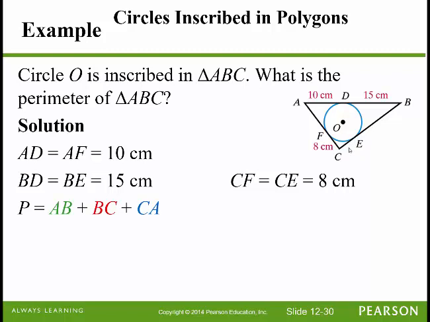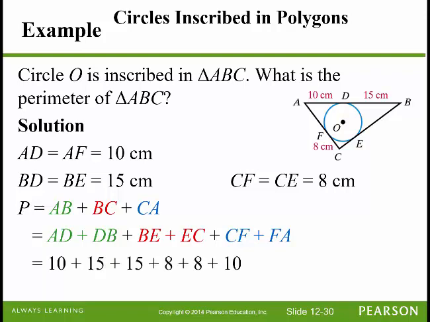Then the perimeter, just adding up all these larger segments, breaks down into the following. You can see that it's just 10 plus 15 plus 15 plus 8 plus 8 plus 10, which gets me the perimeter of this triangle is 66.